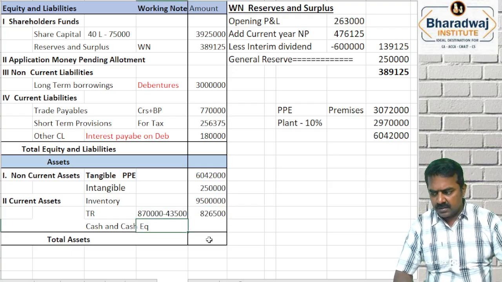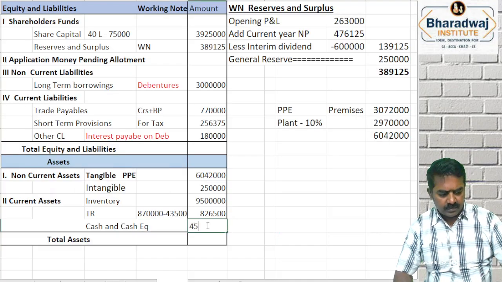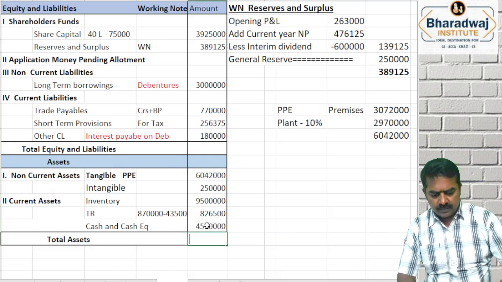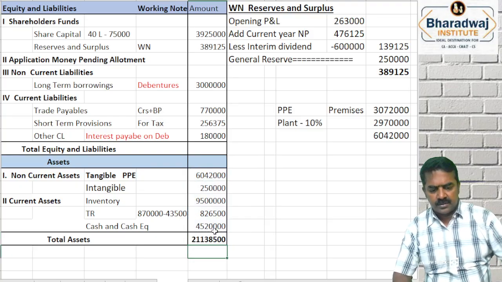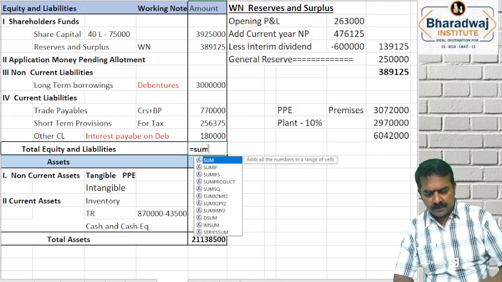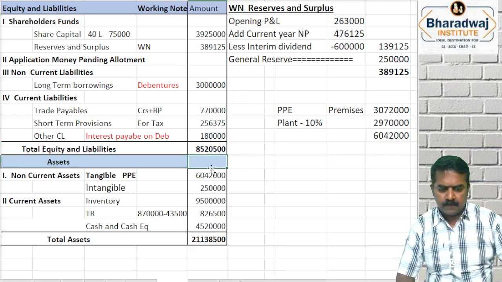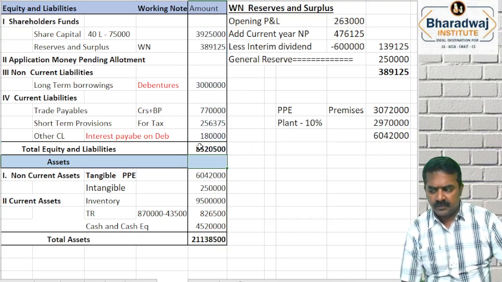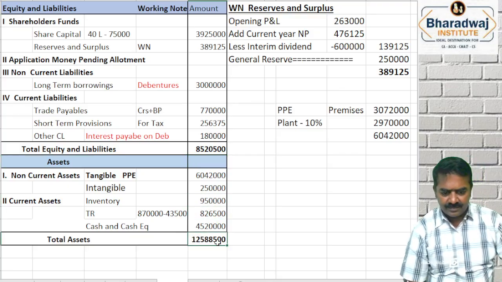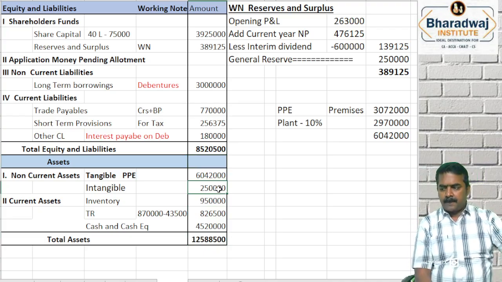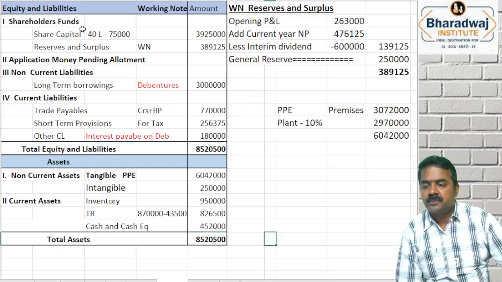Cash and cash equivalents: cash 4,52,000. No advance tax, no prepaid expenses, no accrued incomes. I hope it tallies. No, it doesn't. Why doesn't it tally? Oh, inventory extra. See what other mistake I have made. Correct.